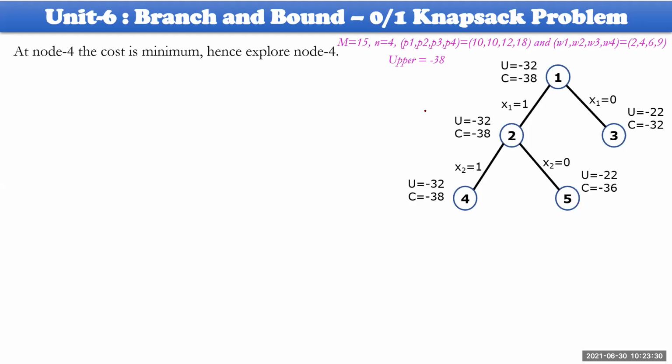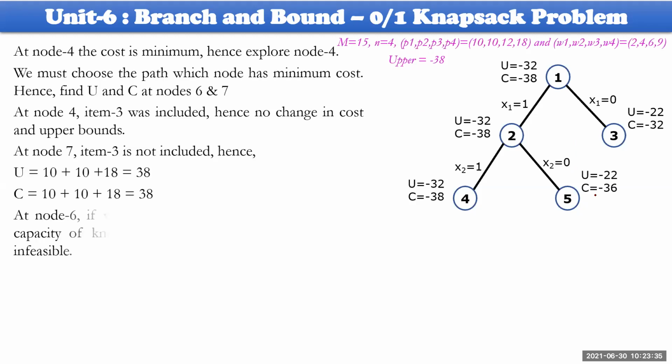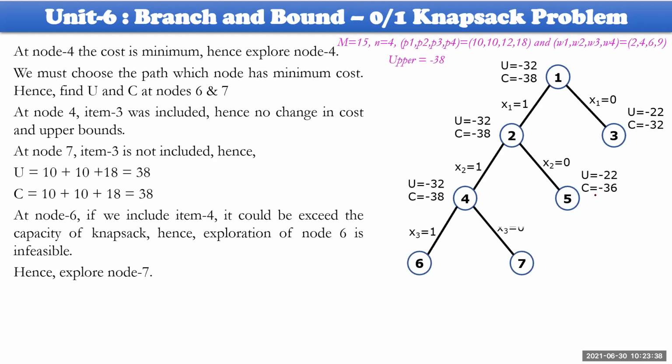So at node 4, we have two more possibilities. Let me draw everything here, then you could understand very easily. So there are two possibilities. Item 1 has been included completely, item 2 has been included completely, and we have to decide whether item 3 will be included or not. If we consider x3 equal to 1, there is no change. The values at node 6 are minus 32, minus 38, with no change.